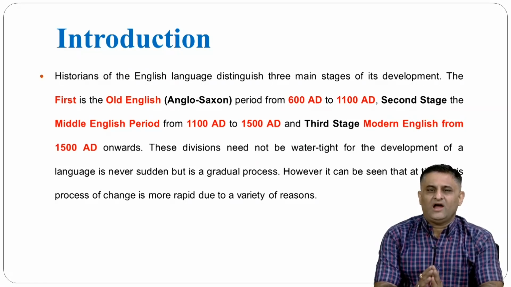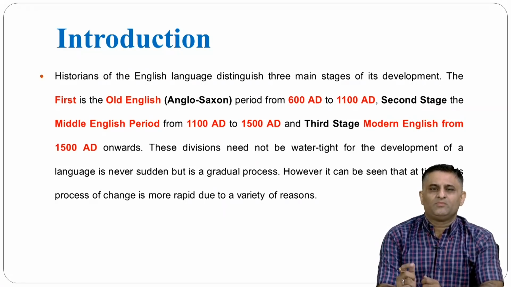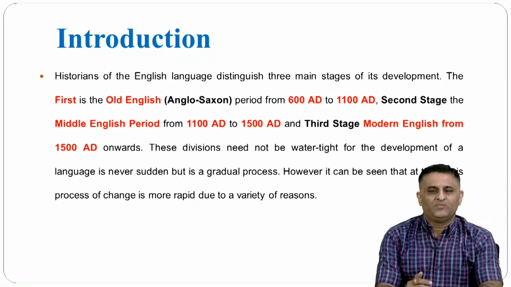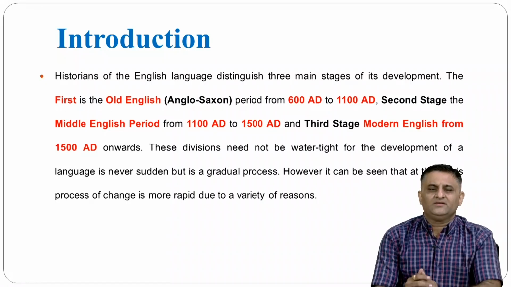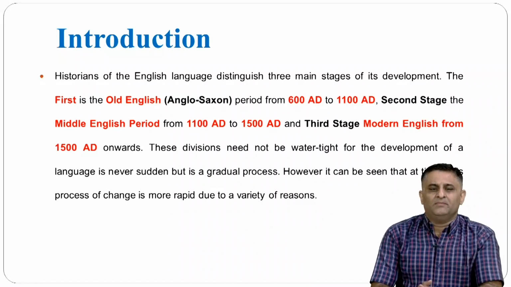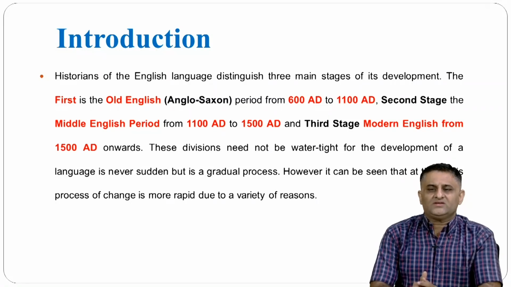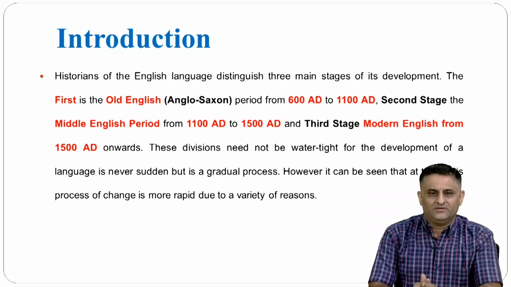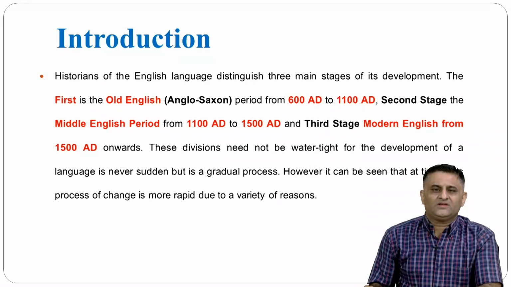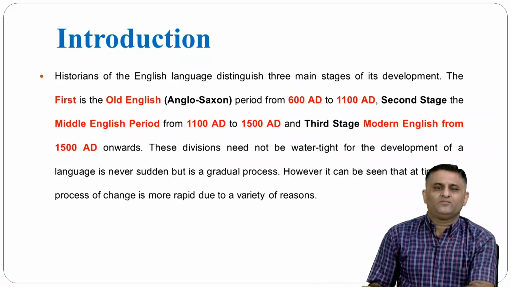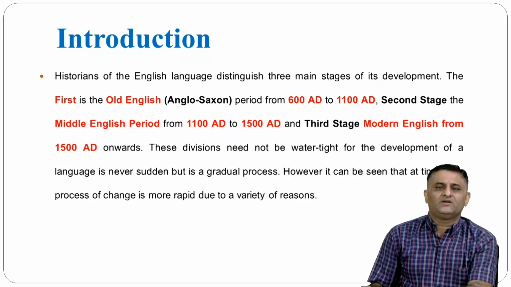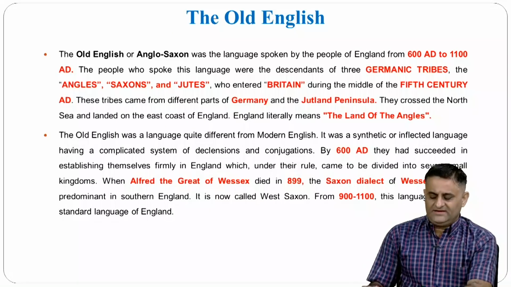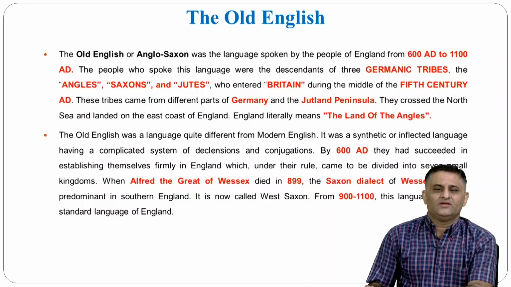The time period, I would recommend to all the students, please make a note. Old English, also known as the Anglo-Saxon period, is from 600 Anno Domini to 1100. The second stage is the Middle English period, from 1100 Anno Domini to 1500. And the third is Modern English from 1500 Anno Domini. So dear students, the first slide gives us a glimpse of the English language and its different time durations. Let's start with the first one, Old English.